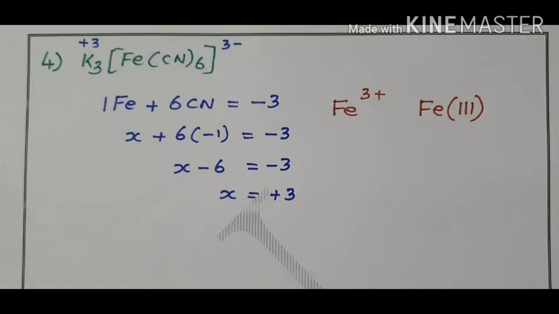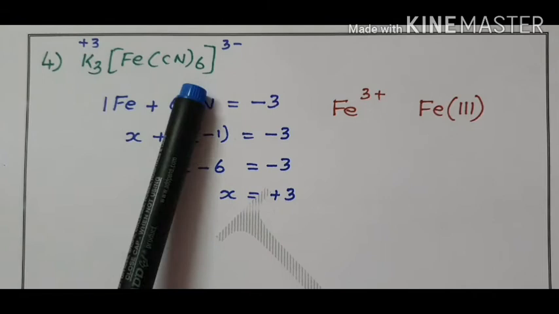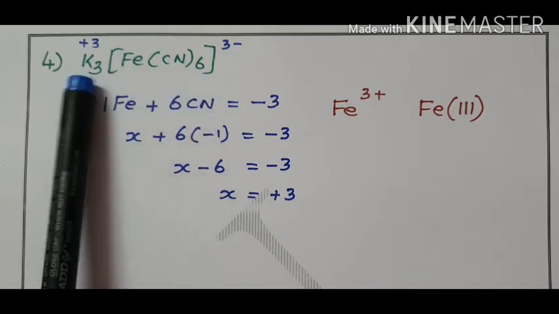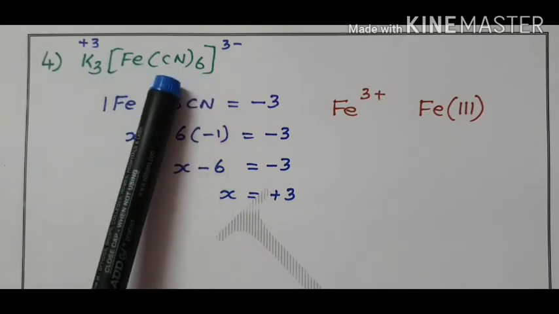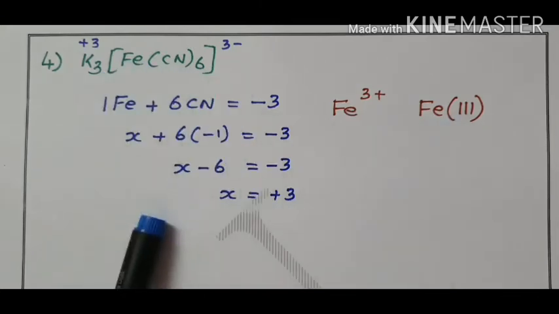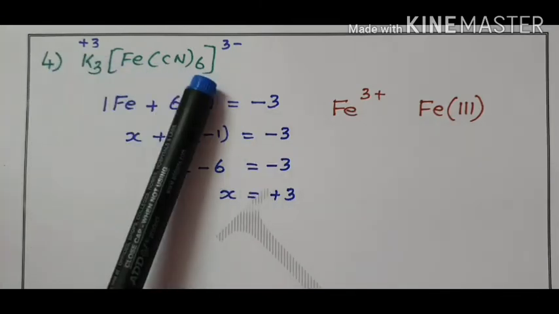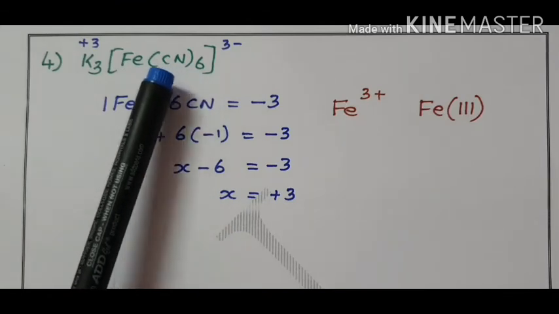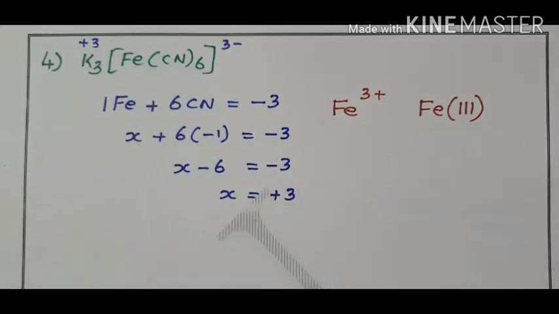Iron has two valencies, one is 2 plus, another one is 3 plus. In this complex, the iron oxidation state is 3 plus. How to name it? The IUPAC name of this complex is potassium hexacyanidoferrate(III). Then come to the next compound.